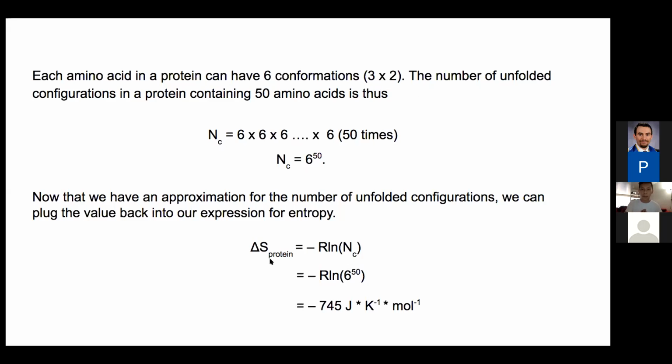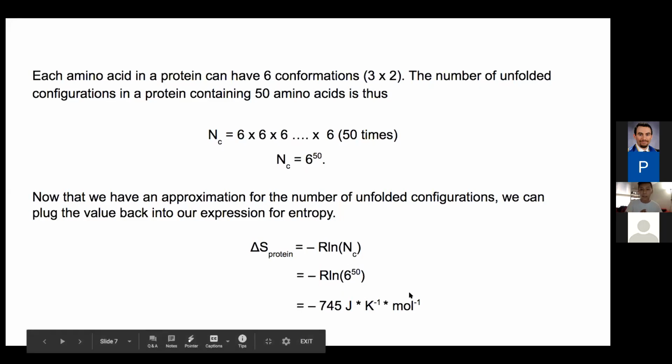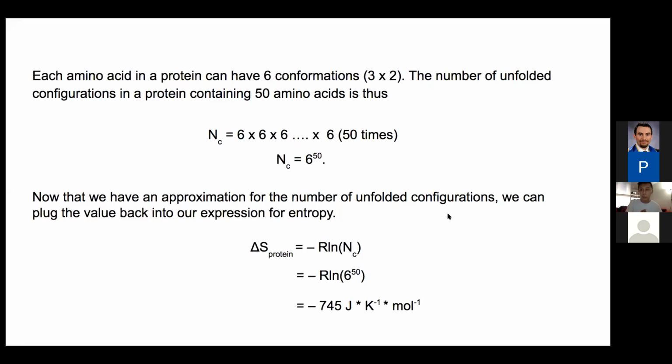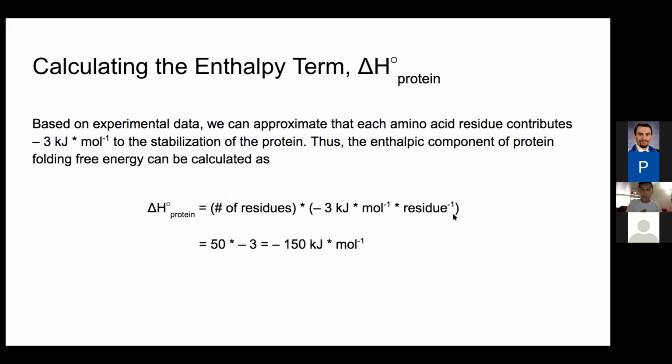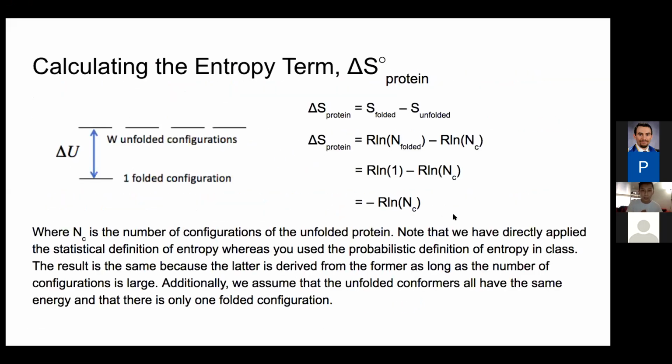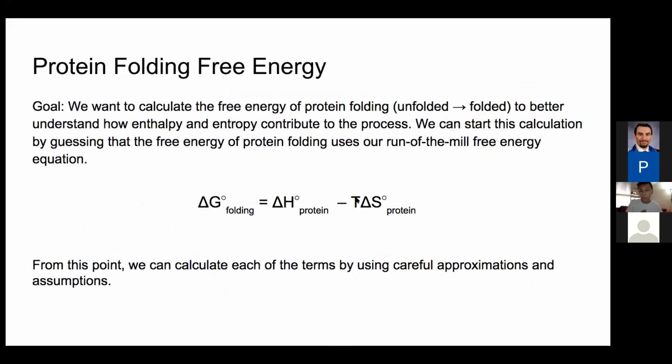So just to go back a little bit, this is our calculated value for the change in entropy of the protein. We've done this part. We know the temperature, we can just pick it. We just calculated the change in entropy. So now what we have to do is calculate the change in enthalpy.